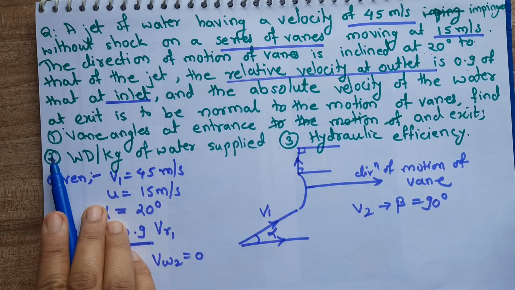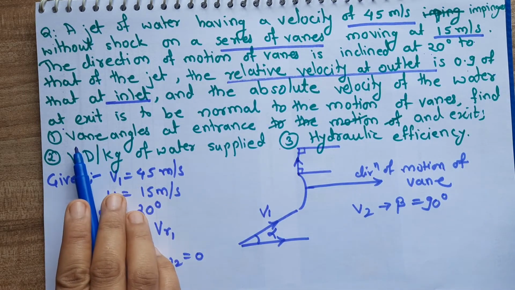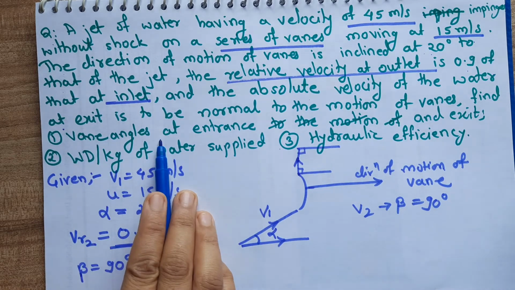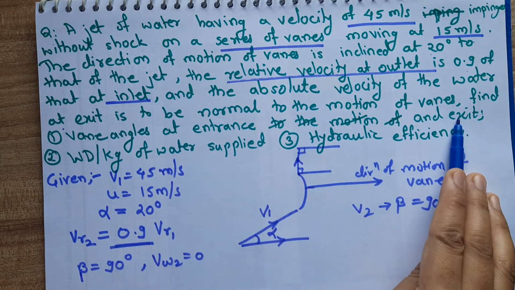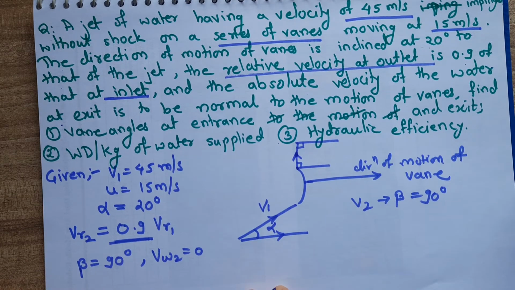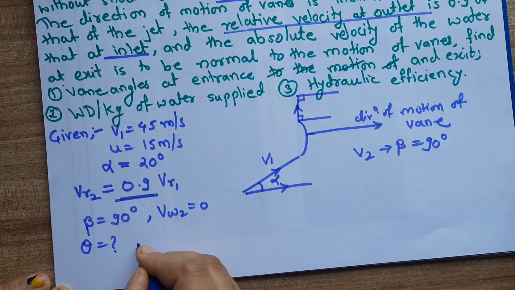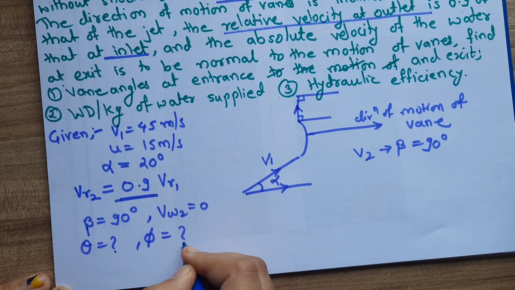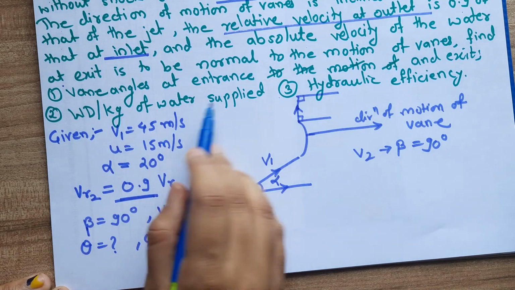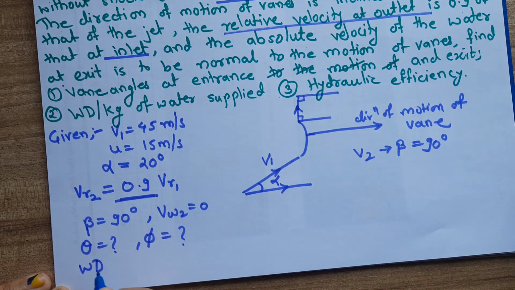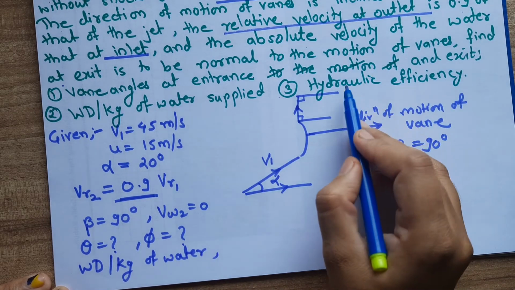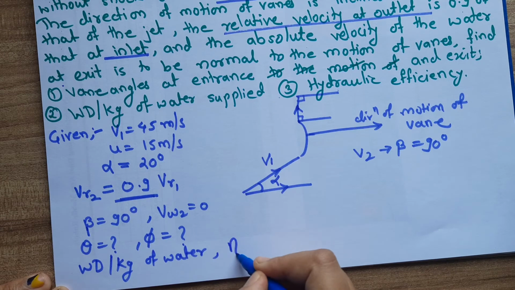Next thing, we have to find vane angle at entrance and exit. Vane angle at entrance and exit means theta and phi. These two things we are supposed to find. Also work done per kg of water. And the last thing is hydraulic efficiency.